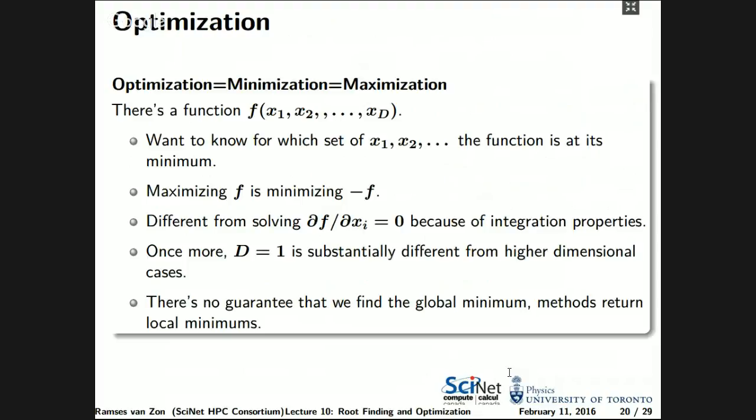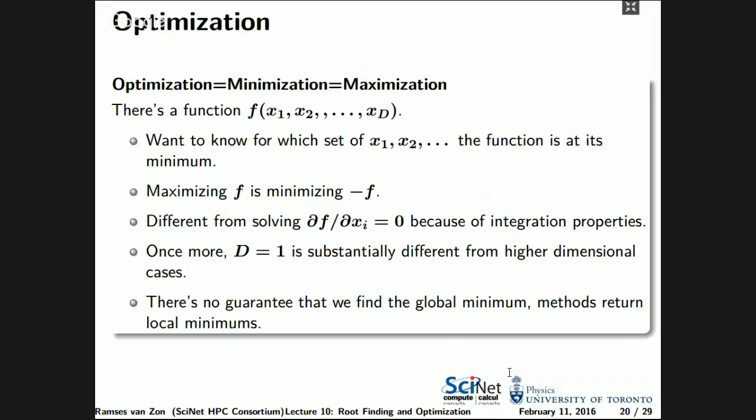Optimization is kind of related. It's a little bit nicer though. Optimization is minimization or maximization of a function. So you have a function now, and you want to know where it takes its minimum, right? We could just be lazy and say, well, let's just take the derivatives and set them to 0. Now we have a root finding problem, and we just did that.